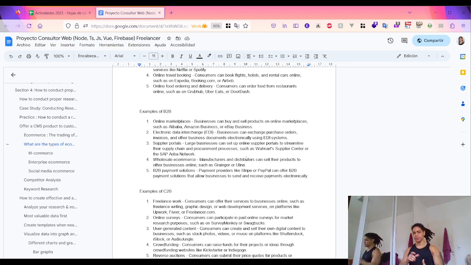portals like the FBO in the US, the Federal Business Opportunities, or the Contract Finder service in the UK. The whole idea of these public procurement portals is to provide online portals so businesses can bid on government contracts.